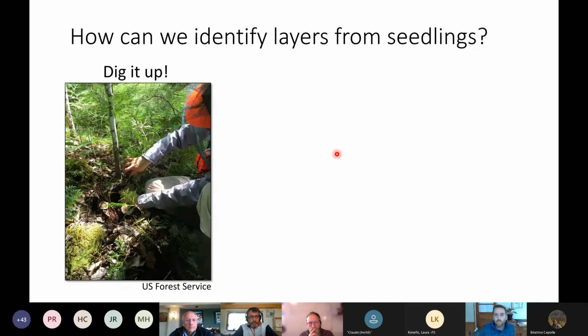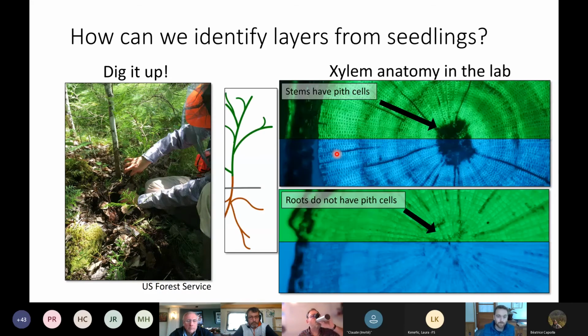So how can we actually determine this origin and identity for layers versus seedlings? Well, the way that we've been doing it is digging it up. And unfortunately, this leads to the mortality of all the individuals in our study. But you can dig it up and carefully excavate these individuals and try to collect them in such a way that if they are connected to other things, you can bring those up with you.